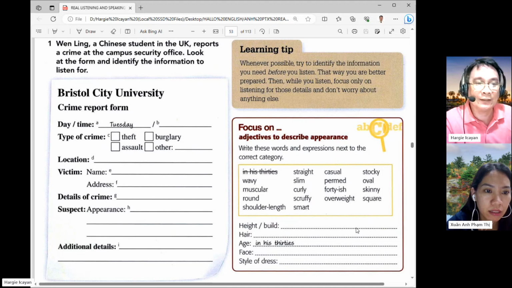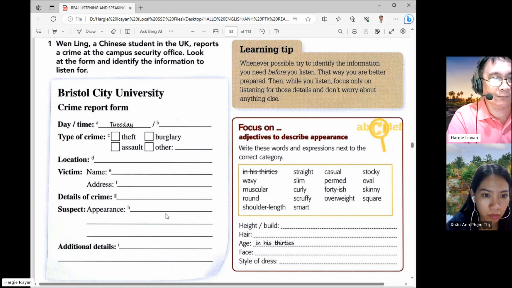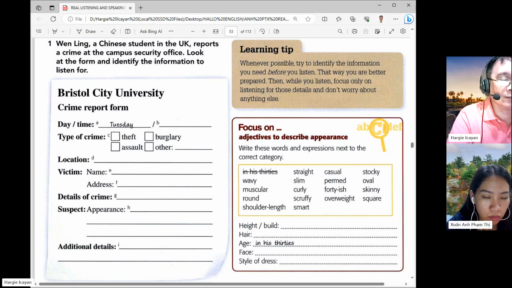Yes. Hello. Is this where I report something stolen? Yes, that's right. Just let me get the right form. Okay. What's your name, please? Wenling Cai. That's W-E-N space L-I-N-G Cai. T-S-A-I. Okay, and where do you live?